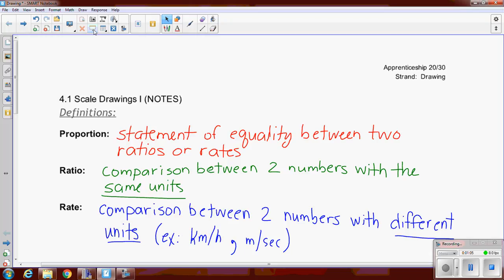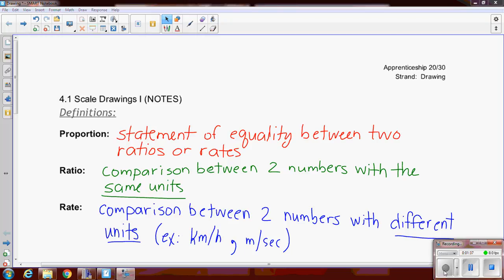Conversely, a rate is a comparison between two numbers with different units. The rate you'll be most familiar with is the speed of a vehicle, kilometers per hour. We're comparing how far you go in kilometers and how long it takes you in hours. The second one that I wrote there is meters per second, another speed. So you can run this many meters in this many seconds, and we're comparing those two different numbers.